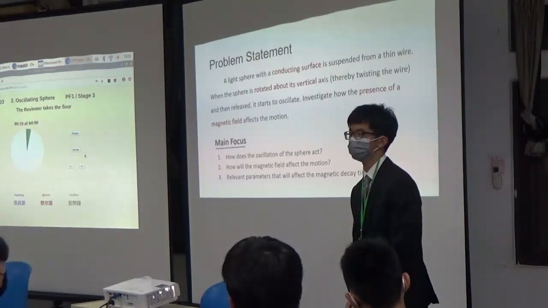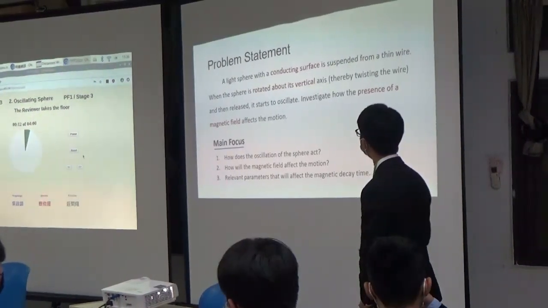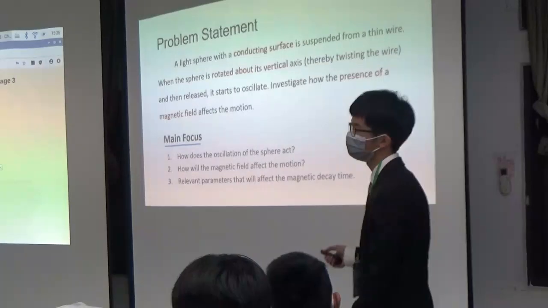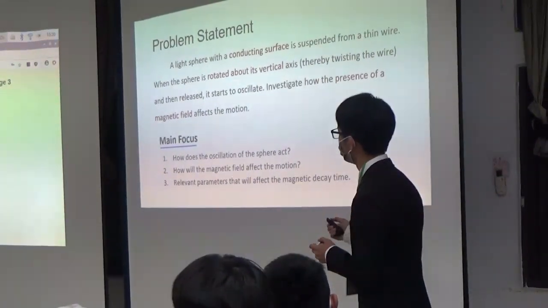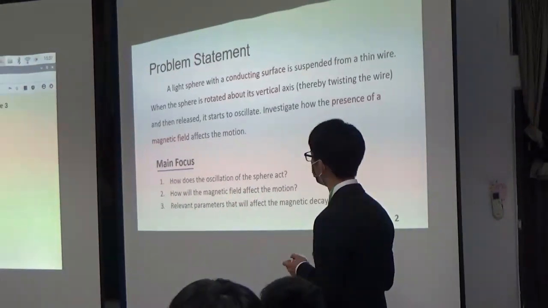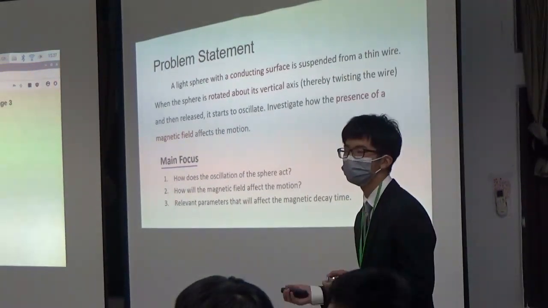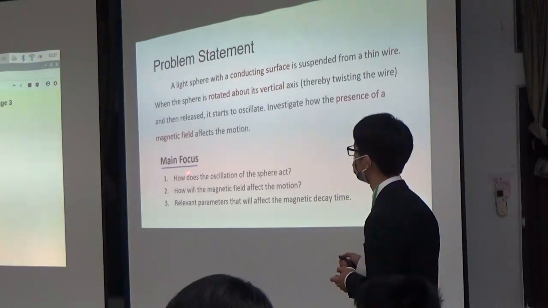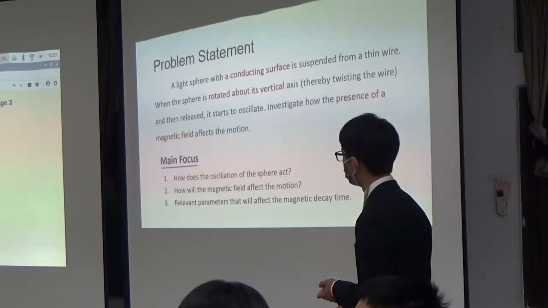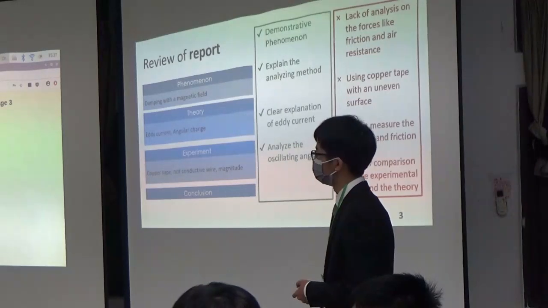A light sphere with a conducting surface is suspended from a thin wire. When the sphere is rotated about a vertical axis, thereby twisting the wire, and then released, it starts to oscillate. Investigate how the presence of a magnetic field affects the motion. So due to the problem statement, we mainly focus on how the oscillation behaves, and how the magnetic field will affect the motion. And this is a review of the report.